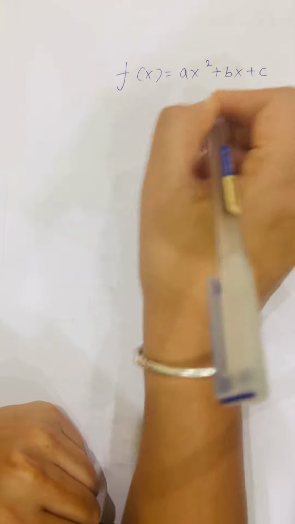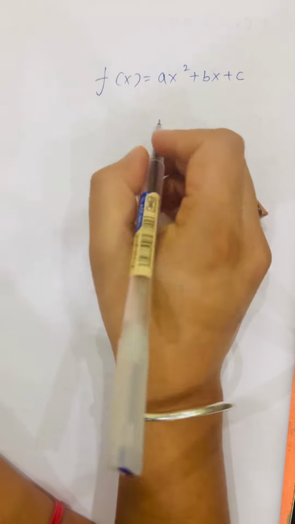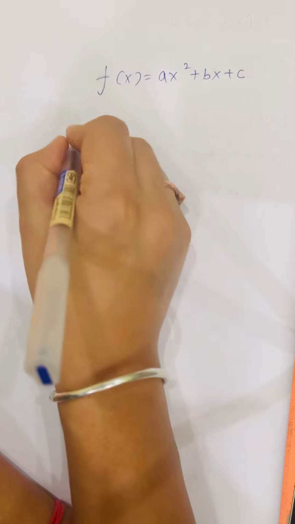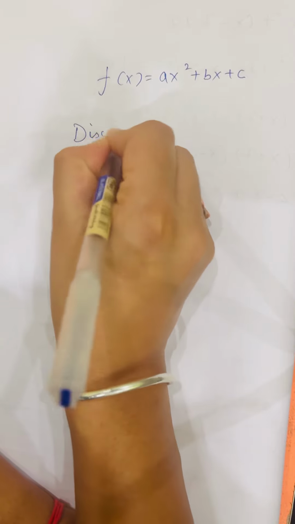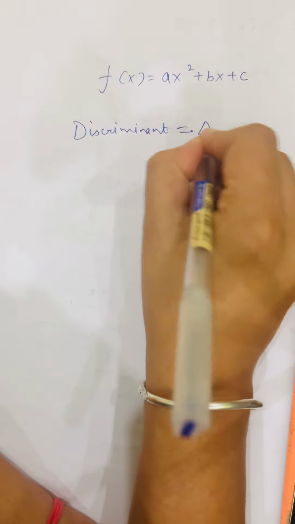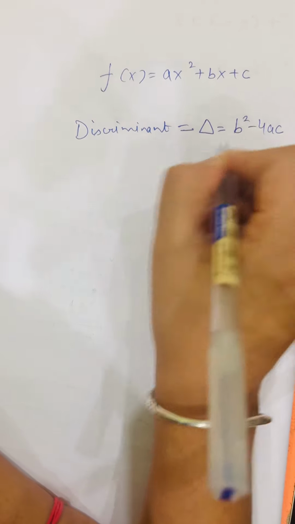equal to ax square plus bx plus c, where a is the coefficient of x square, b is the coefficient of x, and c is the constant term. So we find out the discriminant, and that is equal to delta, notation is delta, b square minus 4ac.